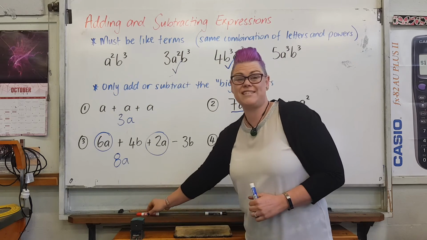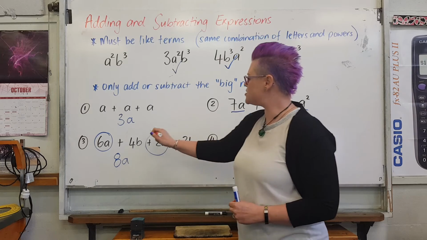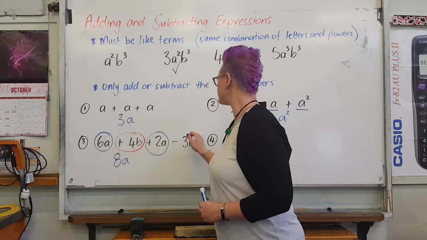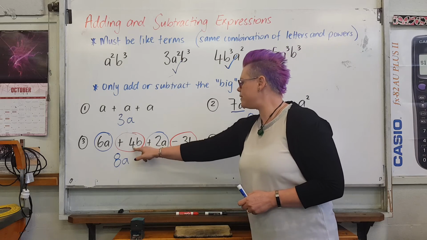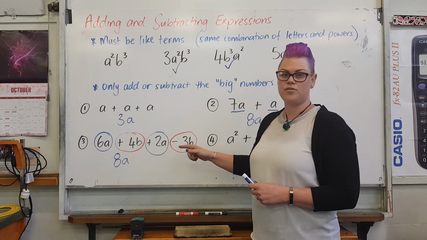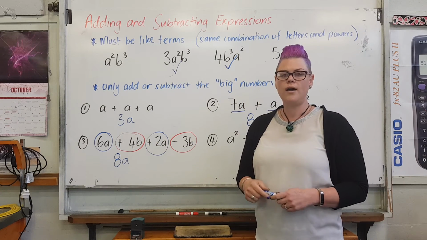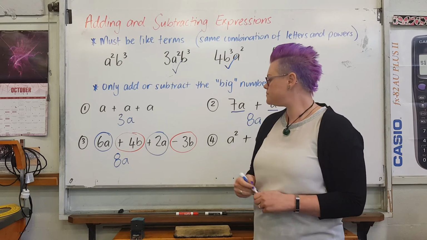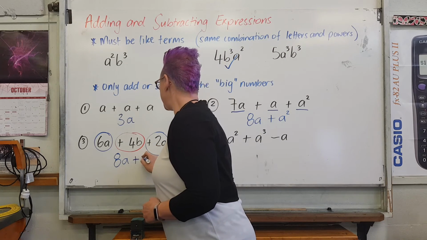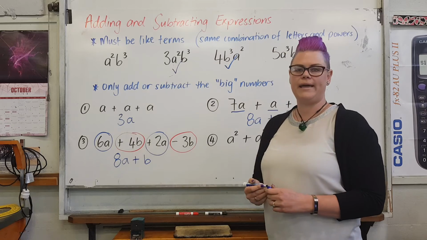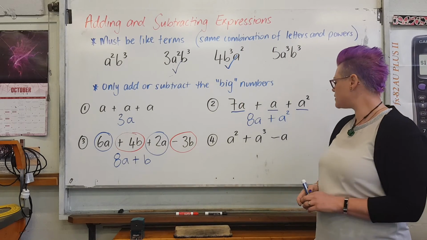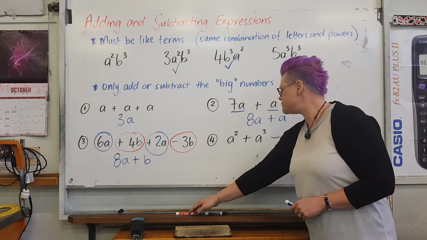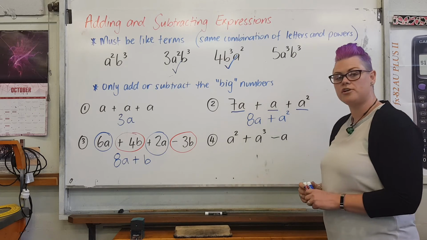And then, using a different colour, I'm going to circle the b's. Now in this case, I have 4 b's and I'm subtracting 3 b's. So 4 minus 3 is 1. So that leaves me with 1b. So 8a plus b.